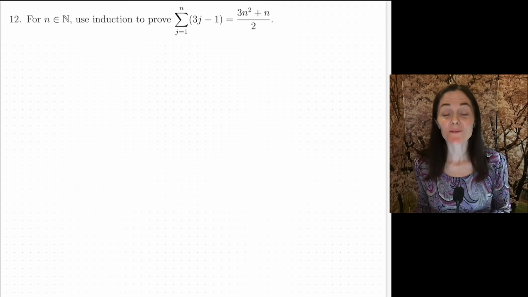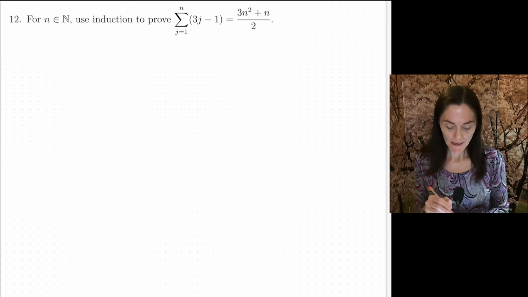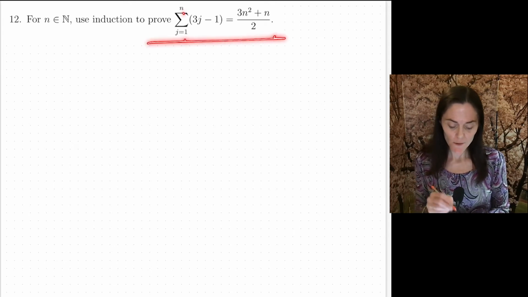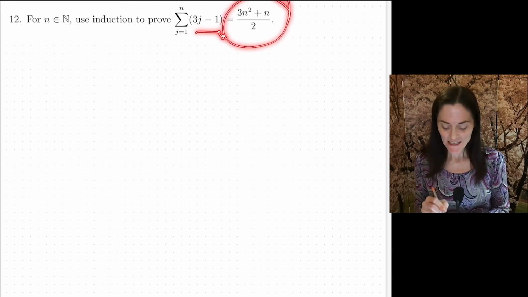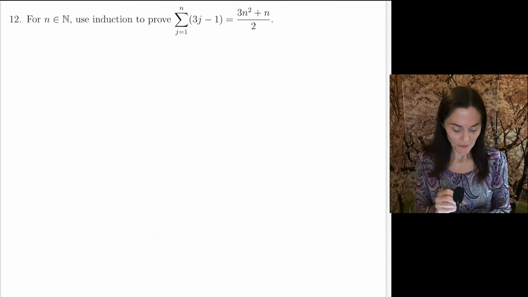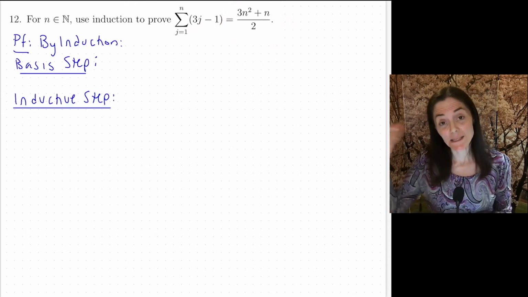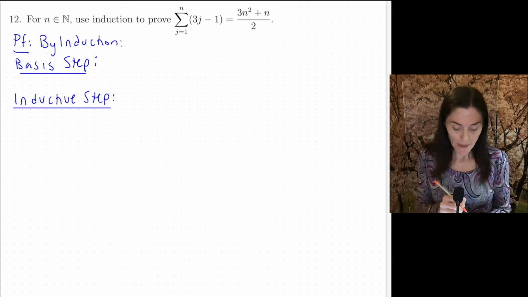Number 12, we move into induction. We want to prove here, if we add up j equals 1 to n of 3j minus 1, that we get this 3n squared plus n all divided by 2. We will prove this by induction. Every proof by induction has a basis step and an inductive step. So we begin, the basis step is typically a verification. This is for n equals 1.